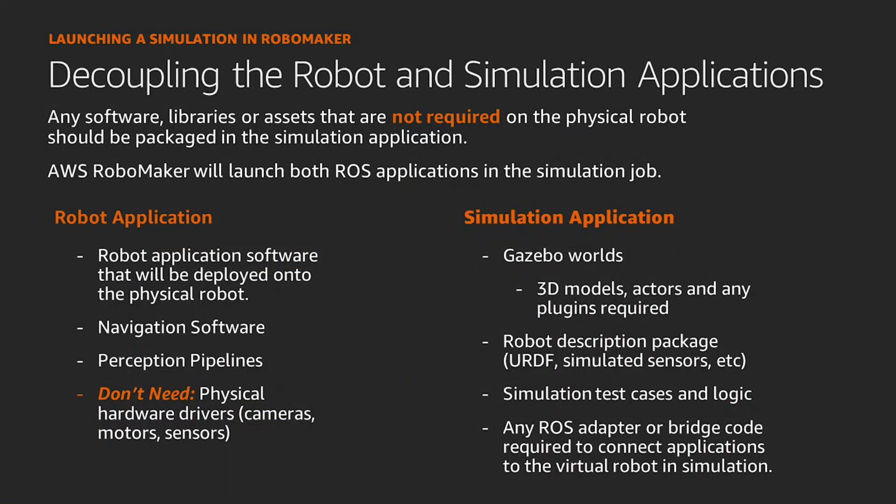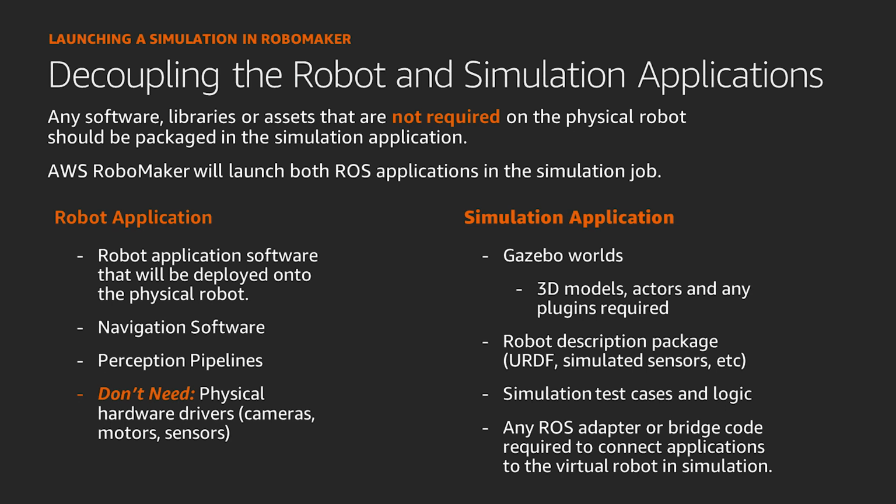Before we launch a simulation job, there are a few concepts to discuss about how RoboMaker will run your simulations. RoboMaker enables you to define separate robot and simulation ROS applications, so you can decouple software packages and assets that are not required on the physical robot. While only one defined application is required, it is generally a best practice to separate the Gazebo worlds, including 3D models, actors, and plugins, including the robot descriptions and any simulation test cases and logic from your robot application.